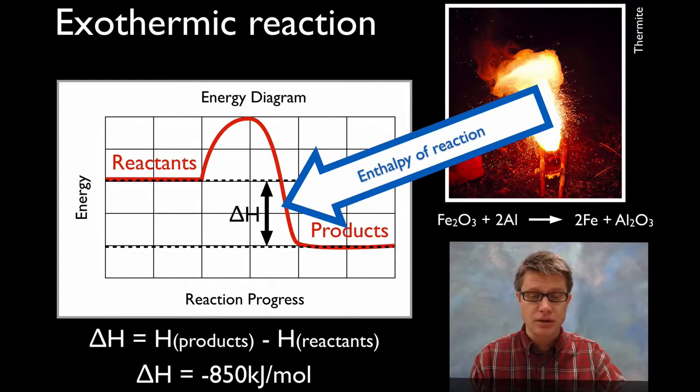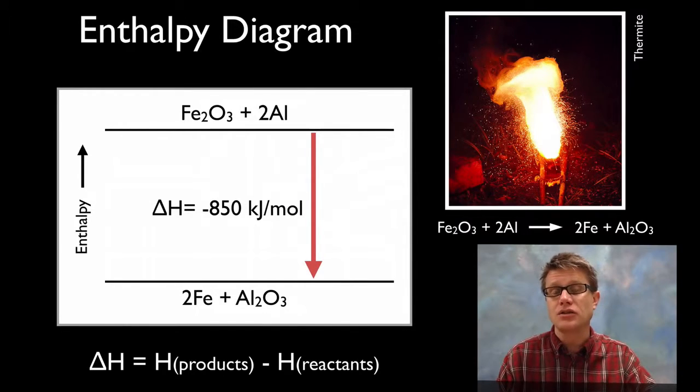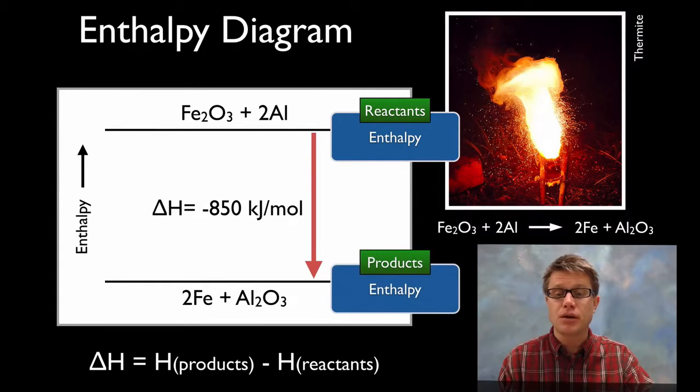If we were to actually measure it, that's going to be the change in enthalpy, which is simply the enthalpy of the products minus the enthalpy of the reactants. In this case, it would be negative 850 kilojoules per mole. Now, if I were to show you an enthalpy diagram, it would simply look like this. An enthalpy diagram is different than an energy diagram in that we simply put the enthalpy of the reactants and the enthalpy of the products. Since we're subtracting the reactants from the products, in other words, since the products in this case are lower than the reactants, we're going to get a negative value, negative 850 kilojoules per mole.